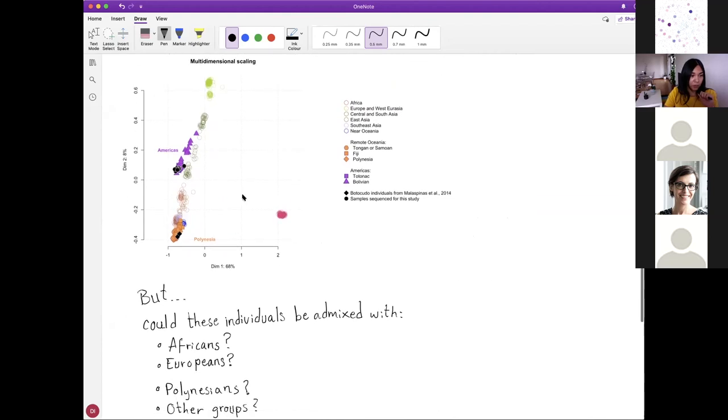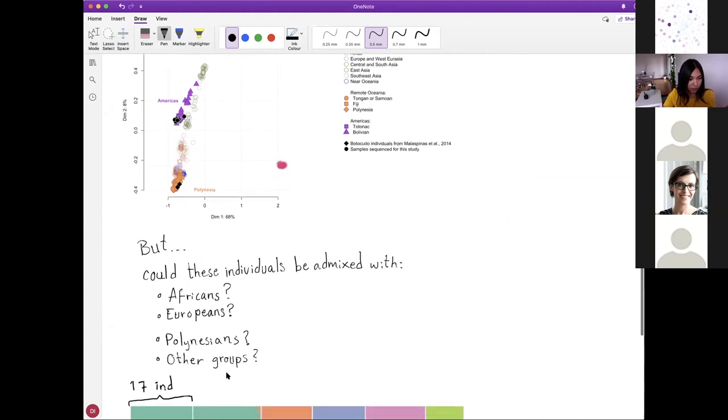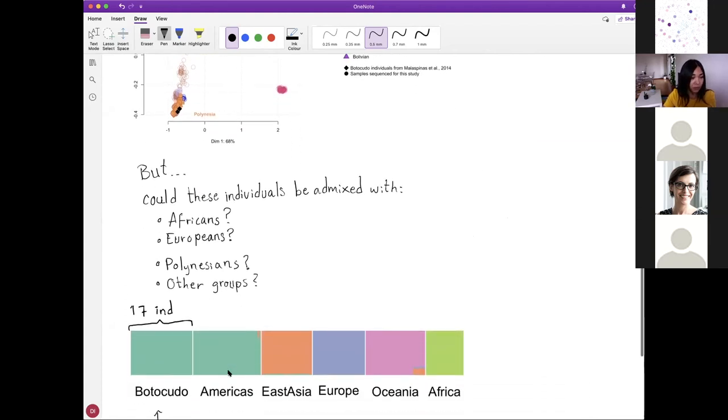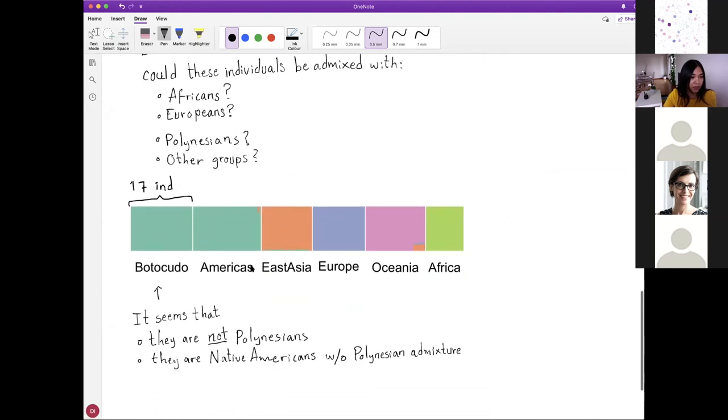But now we wonder whether they could still be admixed with Polynesians or other people that became in contact with the Native Americans in recent times. And the answer is that by doing an admixture analysis, I don't find any signal of admixture with Polynesian or other people from outside the Americas.